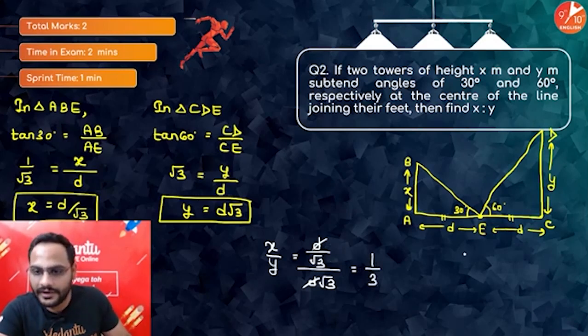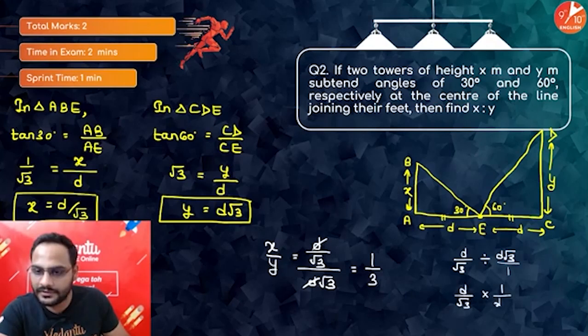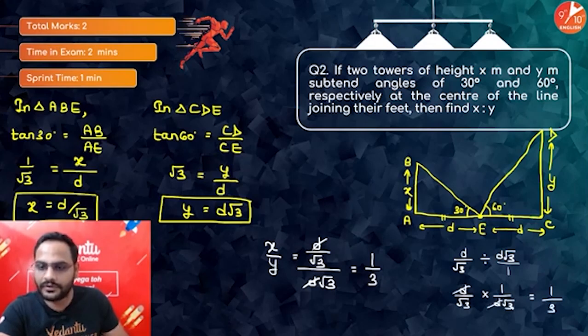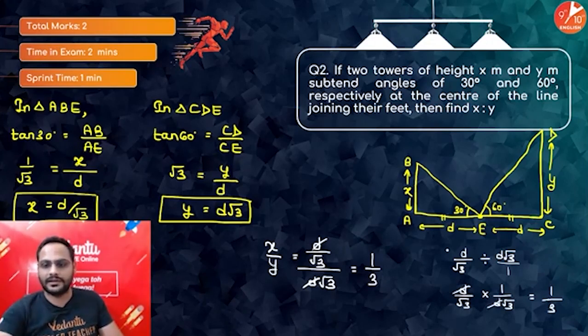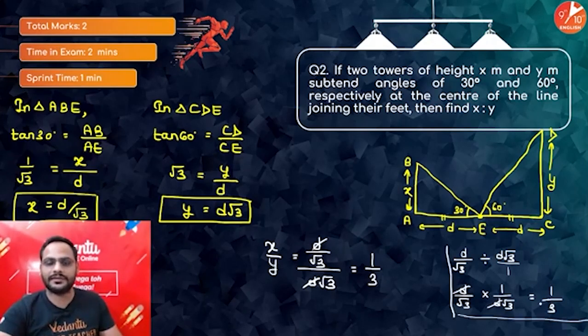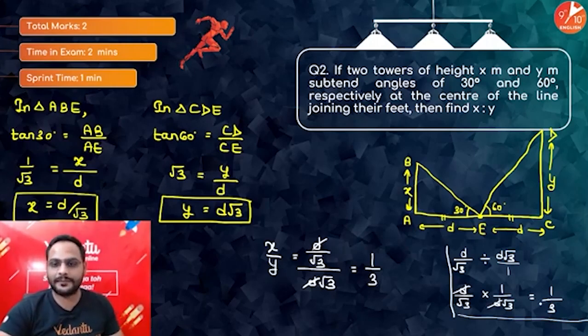ठीक है? If you are getting confused, देखो D by root 3 it is to be divided by D root 3. So I can write it as D root 3 by 1. It will be D by root 3. Division will become multiplication. 1 by D root 3. D to D got cancelled. 1 by 3. Root 3 to root 3 3. ठीक है? देख लो grade 6 student जैसे I have done this. Okay, I hope it is clear.